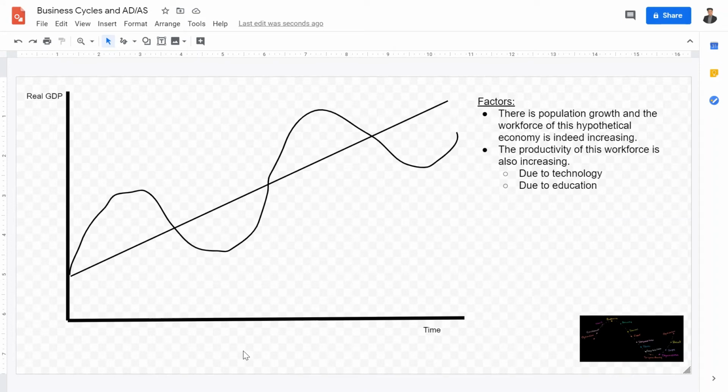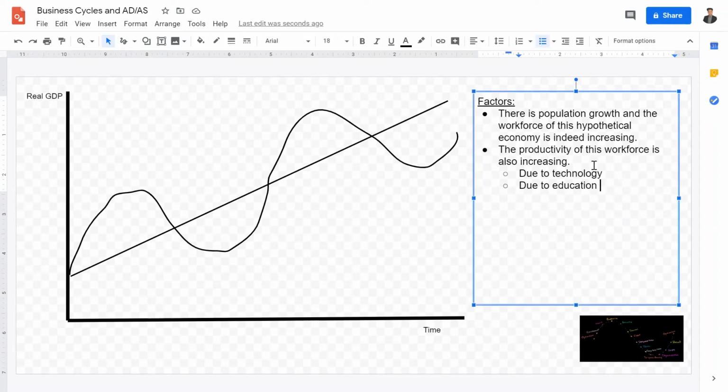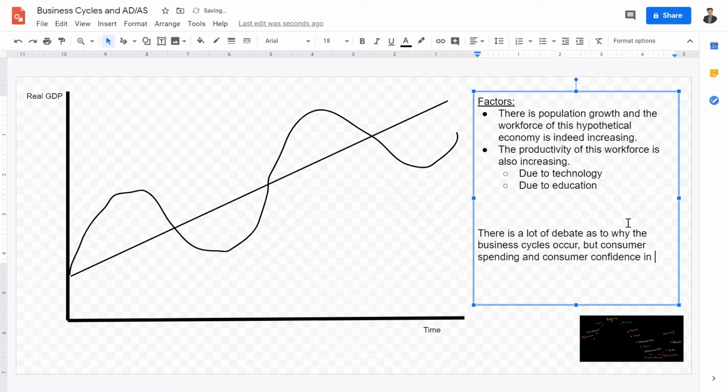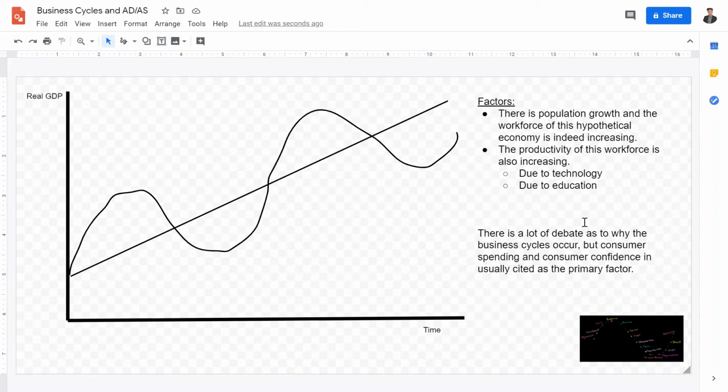Now there is a lot of debate as to why the business cycle occurs, but consumer spending and consumer confidence is usually cited as the primary factor for the existence of the business cycles. Now, why is that? First of all, let's consider what consumer spending and consumer confidence implies and includes.